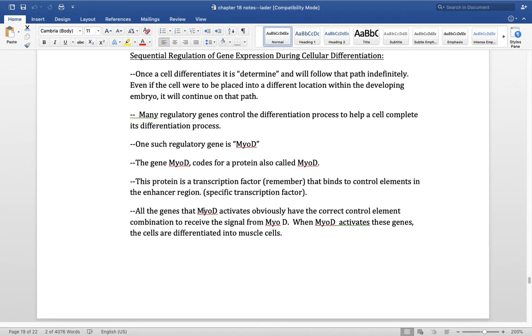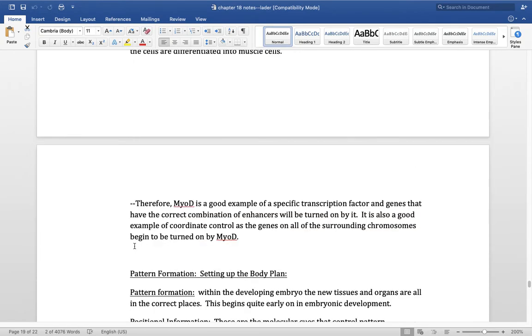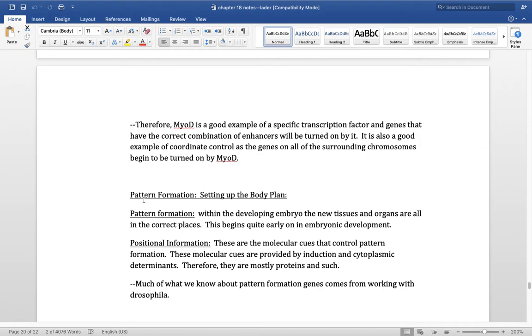This protein is a transcription factor that binds to control elements in the enhancer region. All the genes that MyoD activates obviously have the correct control element combination to receive the signal. When MyoD activates these genes, the cells are differentiated, basically into muscle cells. Okay, so MyoD is a good example of a specific transcription factor, and genes that have the correct combo of enhancers will be turned on by it.